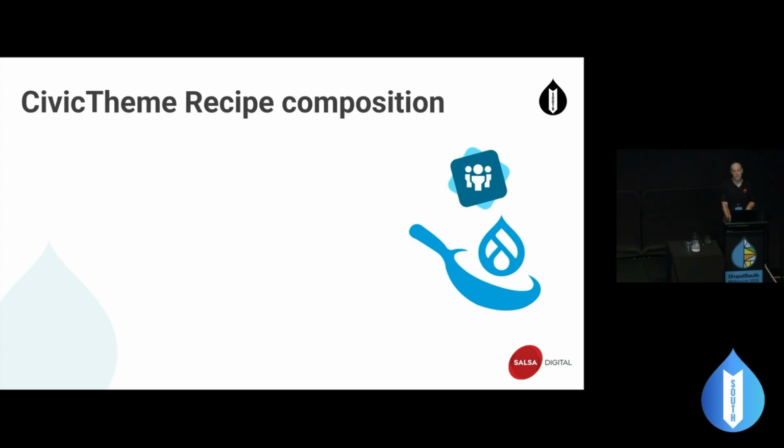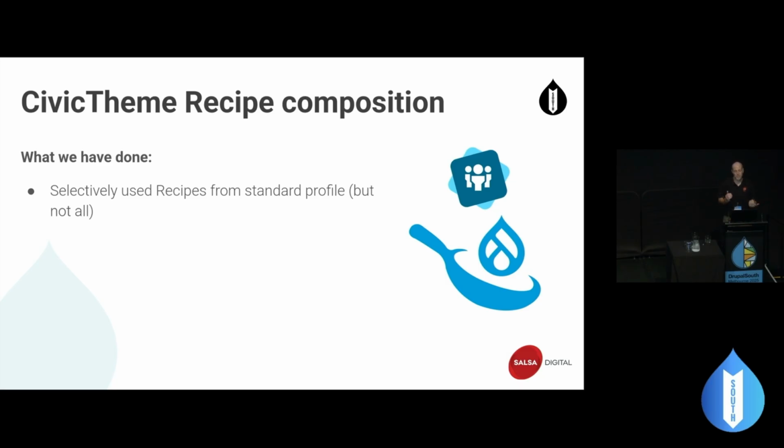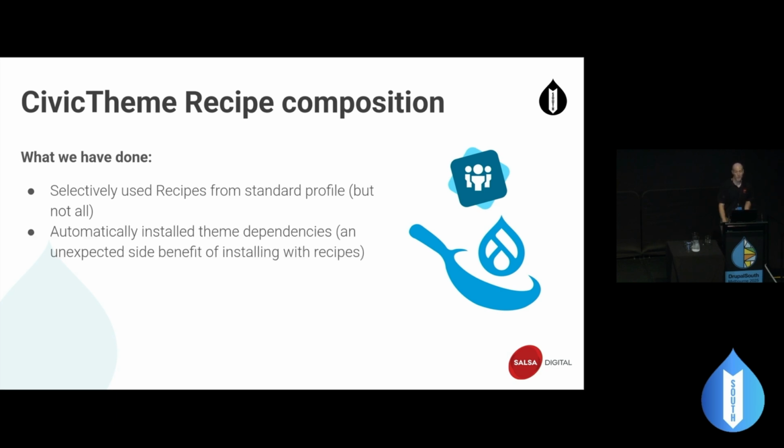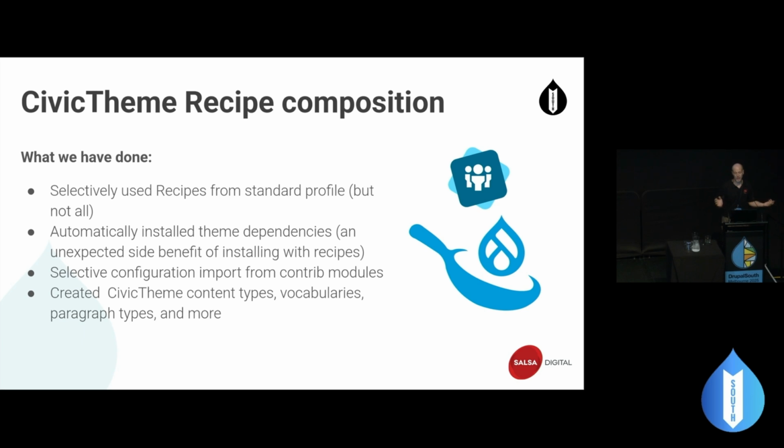Alrighty. So what is our recipe composition for this project? This is in development, and we have a pull request which we're working on. Basically, we've selectively used recipes from the standard profile, but not all. We've been able to use bits and pieces. We've automatically installed theme dependencies, which was an unexpected side benefit of installing with recipes. If you've used Drush before to enable a module, you'll find that you need to enable your accompanying module dependencies manually and separately. And we've been able to selectively import configuration from contrib modules and from the standard profile on what we need in Civic Theme. I'll go through that in a second. And we've obviously created the Civic Theme content types, vocabularies, paragraph types, and more, which you expect come with Civic Theme. So what does this recipe actually look like?